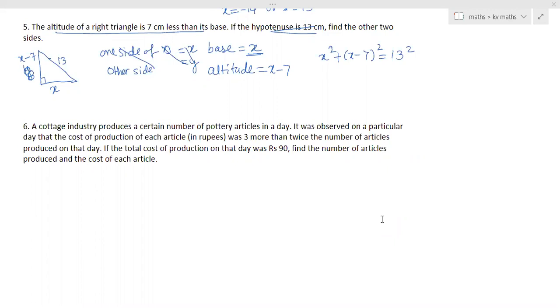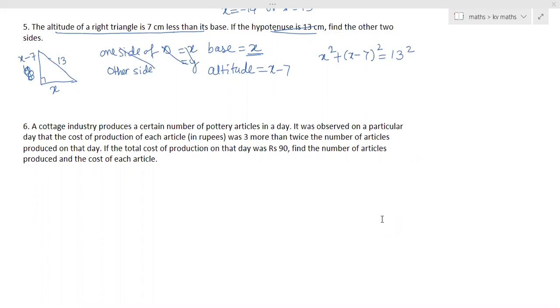Jessica, are you able to solve this question? Yes. The number of articles and the cost of each article have to be calculated. They have given that the cost of each article is 3 more than twice the number of articles.